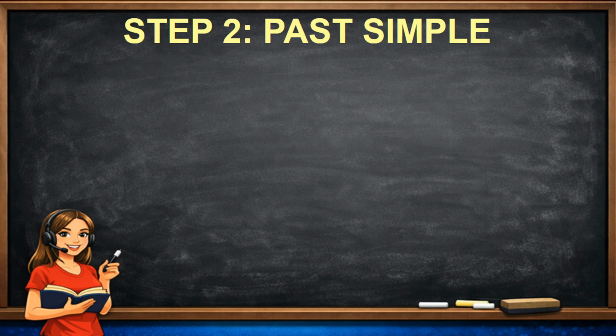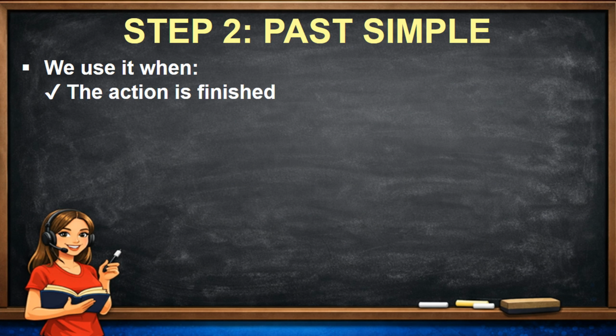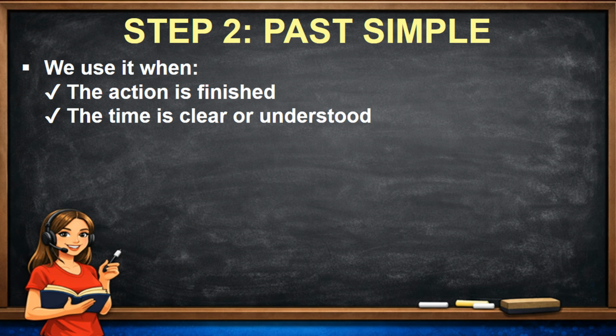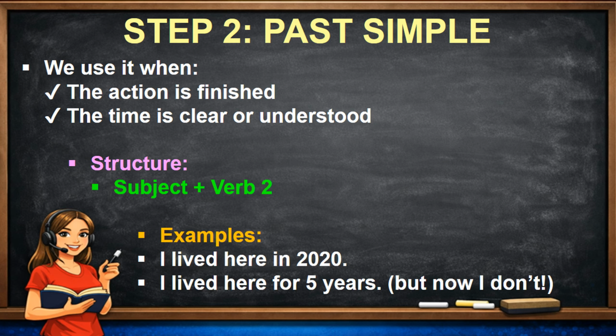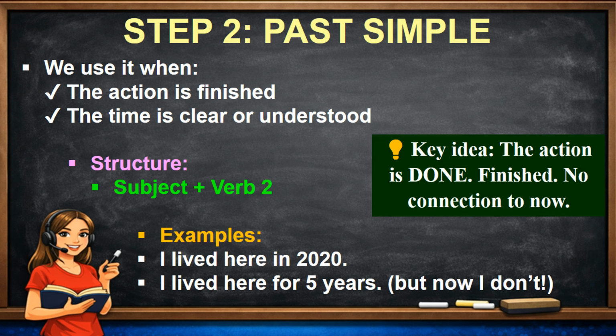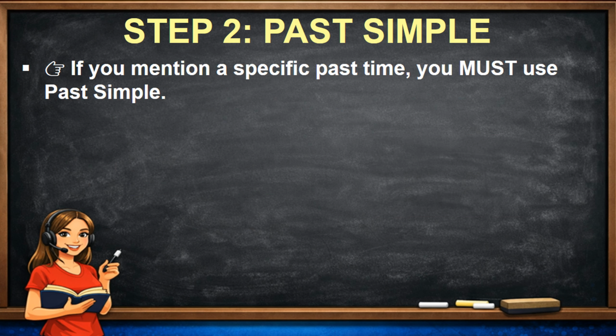Step 2. Past simple. We use it when the action is finished, and the time is clear or understood. Its structure is subject plus verb 2. Examples: I lived here in 2020. I lived here for 5 years. It means, but now I don't. Key idea: we use simple past if the action is done, finished, and has no connection to now. Bear in mind, if you mention a specific past time, you must use past simple.